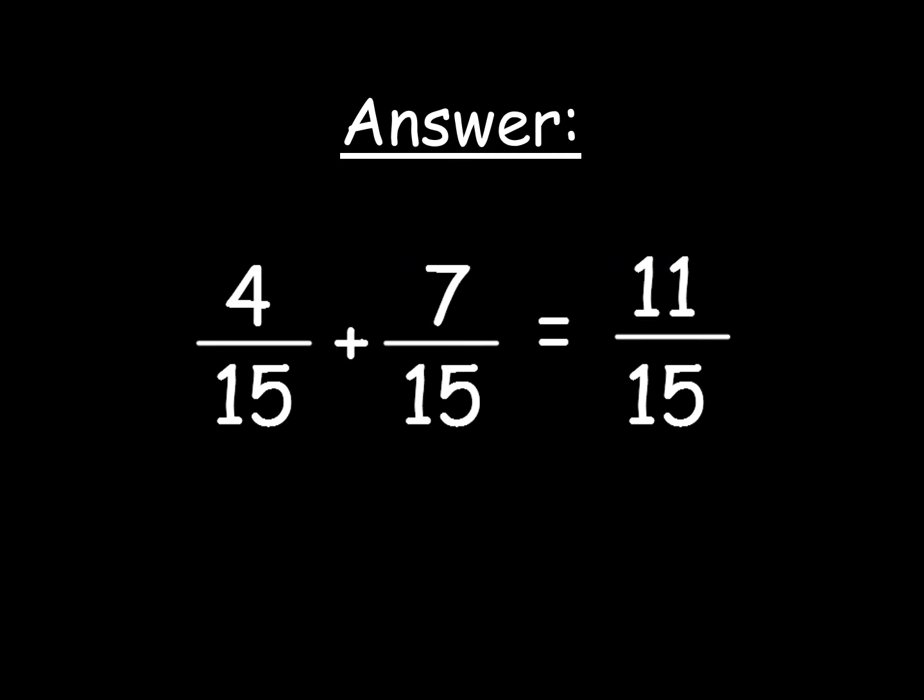That's £500 already. So remember the rule, if the denominator's the same, it stays the same. So we don't even have to worry about the bottom number. So all we're doing is a straightforward add. 4 add 7 equals 11. So the answer was 11/15ths.